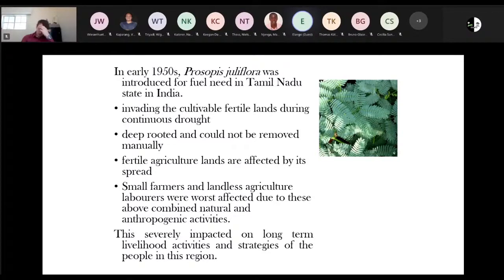In the early 50s, Prosopis juliflora was introduced for fuel need in Tamil Nadu state in India, but it invaded the cultivable fertile lands during the continuous drought. It is very deep-rooted and cannot be removed manually. Fertile agricultural lands are affected by its spread. Small farmers and landless agricultural laborers were worst affected due to these combined natural and anthropogenic activities. It severely impacted the long-term livelihood activities and strategies of the people in this region.